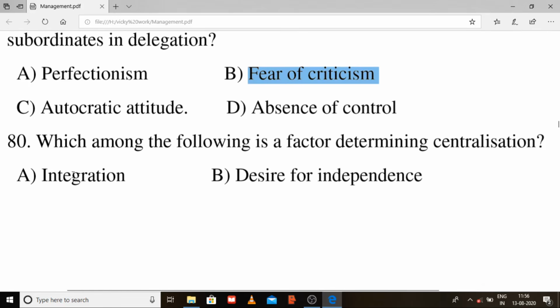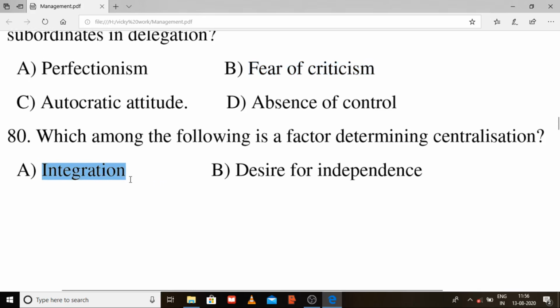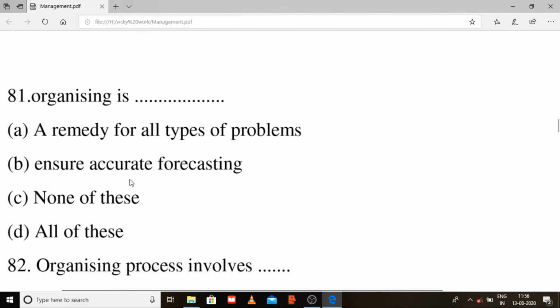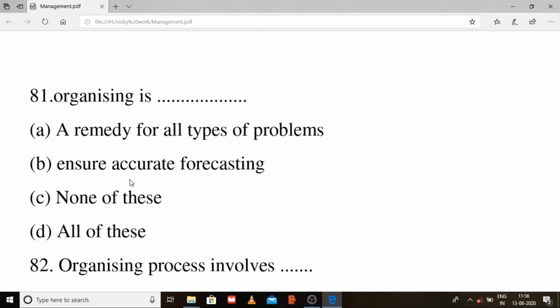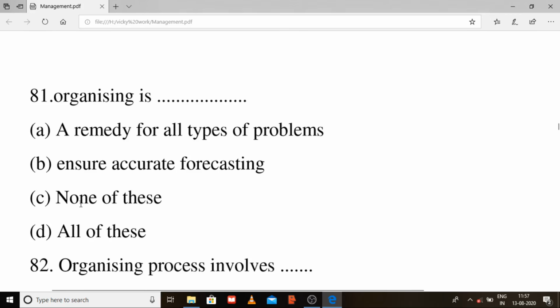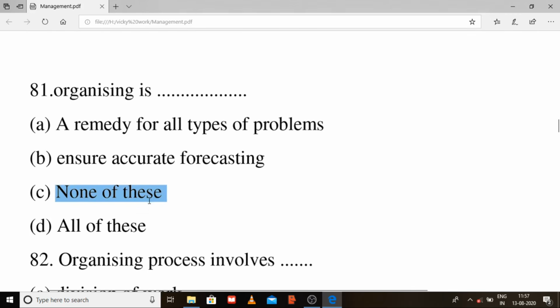Centralization is means obviously integration. Option A is the right answer. 80A. 81. Organizing is a remedy for all type of problems, ensure accurate forecasting. नहीं है. None of these. Answer is none of these. Option C is the right answer.